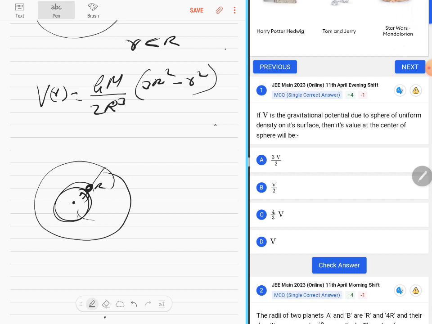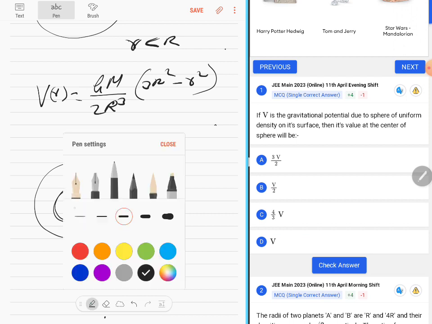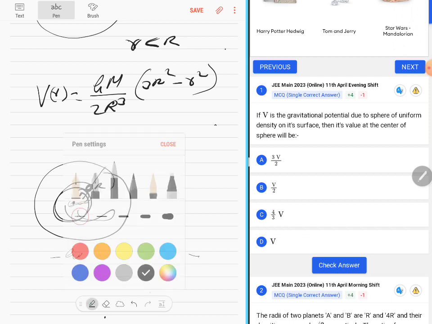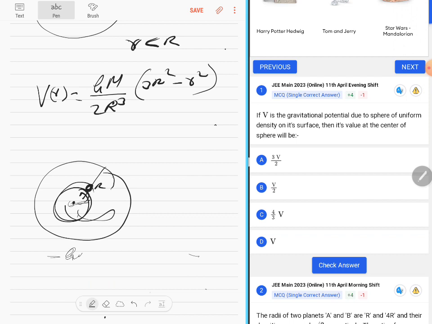So you have to add both of these. To find the potential due to the smaller sphere, it's small r, so minus GM by r, that's all. That will be the potential.